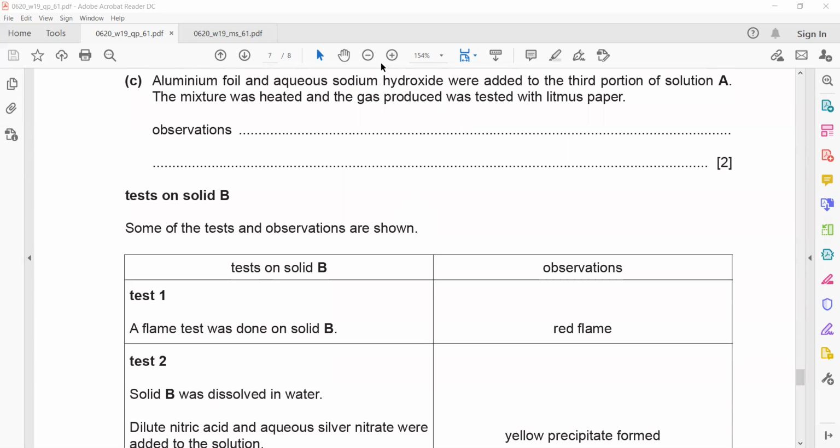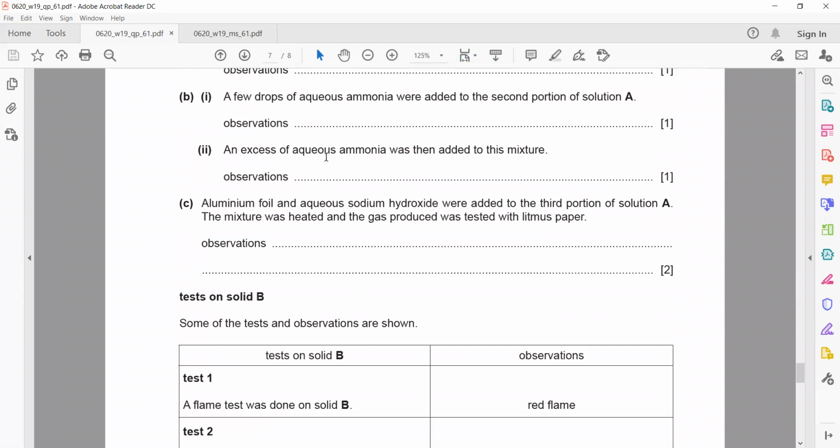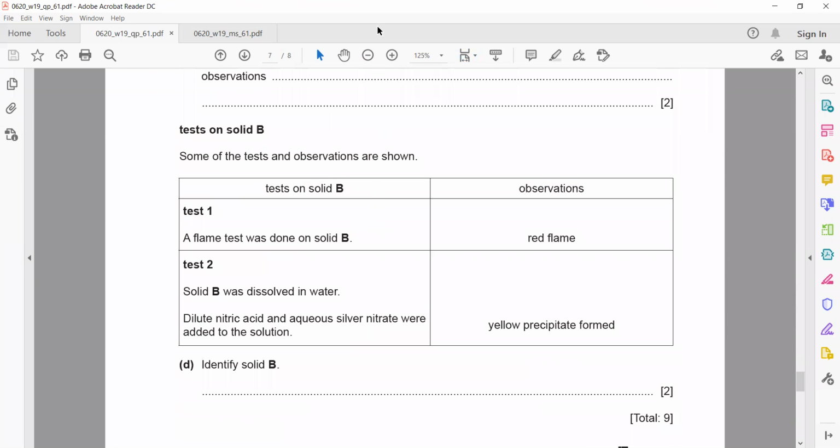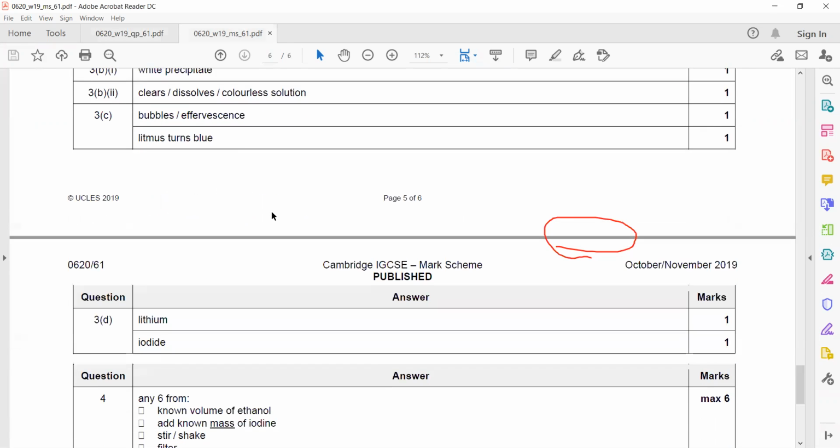Test on solid B. They did not give anything about solid B. Some of the tests and observations are shown. A flame test was done on solid B. A red color flame is there. So it confirmed the presence of lithium, Li. You can see Li is there.